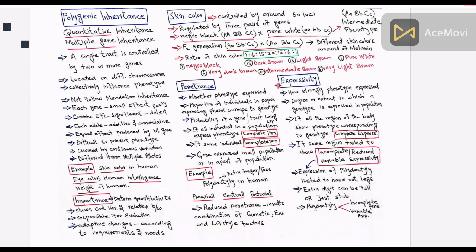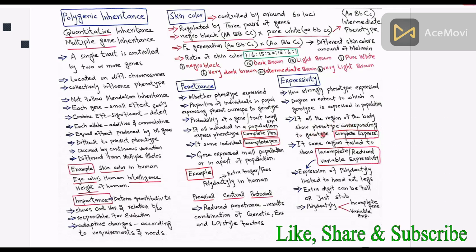And what is expressivity? Expressivity is the degree or extent to which a genotype is expressed in a population. There are again two types of expressivity: complete expressivity and incomplete expressivity. If all regions of the body show the phenotype corresponding to the genotype, it is called complete expressivity. If some regions of the body fail to show the phenotype corresponding to the genotype, then it is called incomplete expressivity. Again, we will discuss the example of polydactyly in expressivity.